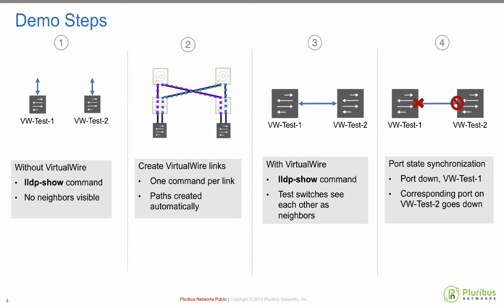Second, we'll configure the two VirtualWire links we described on the prior slide. Third, we'll show that at this point the test 1 switch will see the test 2 switch as a neighbor. And fourth, we'll take down a port on one of the test switches and show that, as expected, the corresponding port on the other end of the VirtualWire goes down as well.